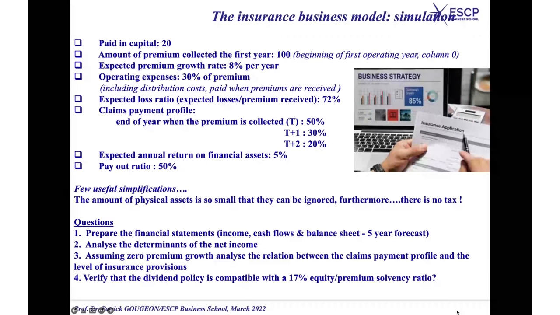I have another assumption here is that I'm assuming that all these operating costs are paid immediately when you collect the premium for the sake of simplicity, but again, it is rather realistic. Distribution costs, for instance, commissions paid to insurance agents or brokers, are usually paid immediately when the premiums are received, okay? So when you receive 100 of premium, for instance, for the first year, it means that immediately you will have to cash out to pay 30 to cover the operating expenses.